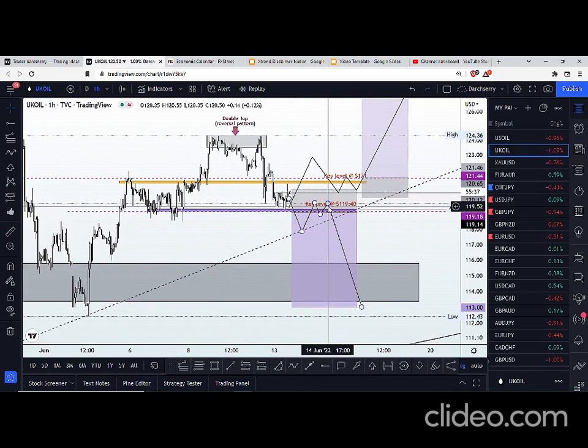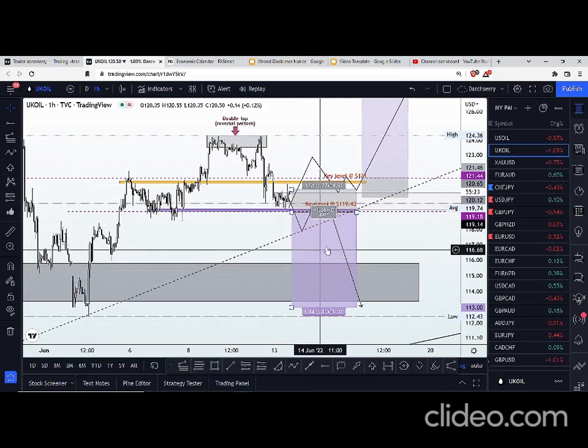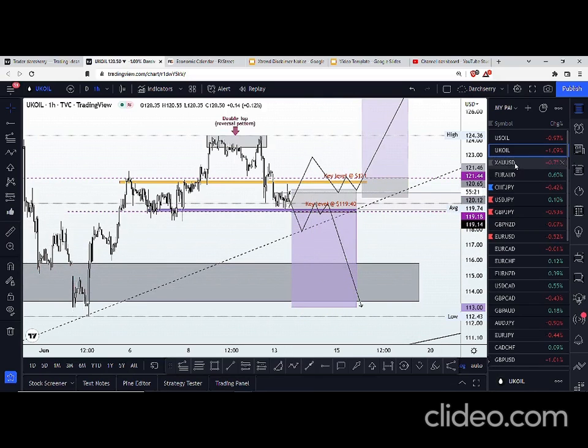Then we look for a breakout of that structure in the pattern we identify here on the lower time frame, which will also share a confluence with the breakdown of that bullish trend line. Then we want to take advantage of a move around this area with a take profit target at $113. So that's that on the UK oil.